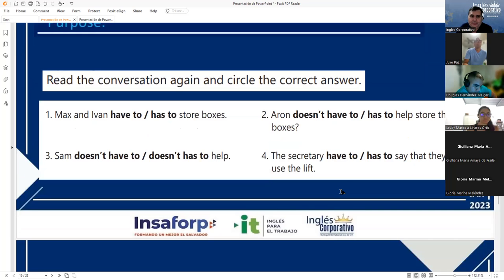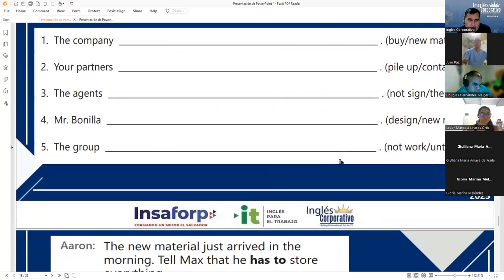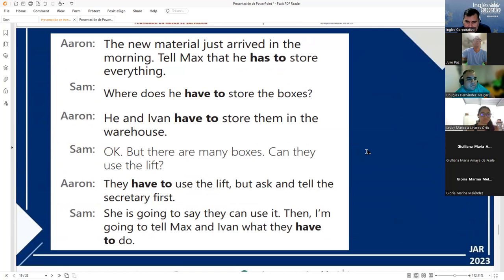Okay, we're going to read a conversation and we have to answer this. Teacher, what's the conversation? This is the conversation. We have Aaron and Sam. Aaron says, the new material just arrived in the morning. Tell Max that he has to store everything. Where does he have to store the boxes? He and Ivan have to store them in the warehouse. Okay, but there are many boxes. Can they use the lift?